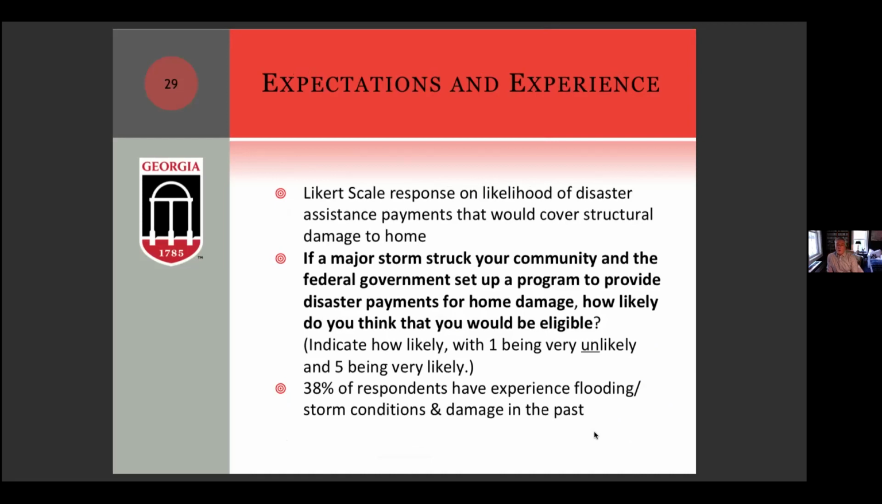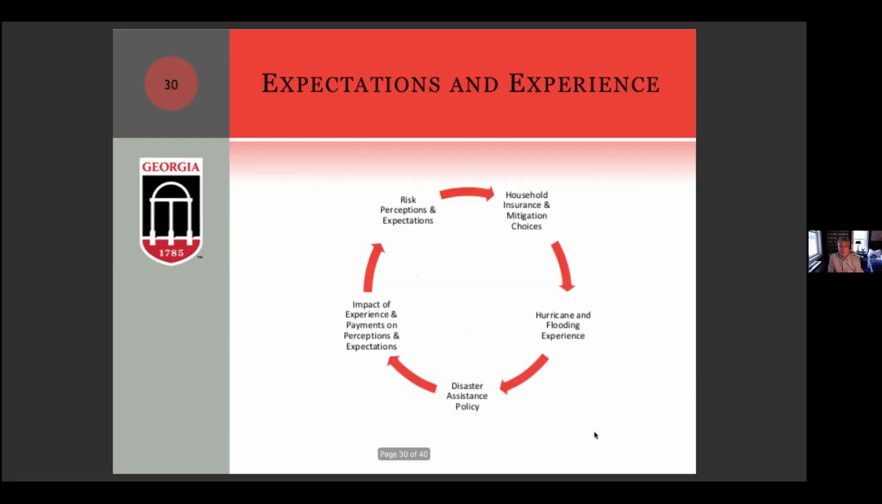So we're getting a subjective expectation measure here, and we find that a lot of people think that they would be either likely or highly likely to get this assistance payment in our data set. And in terms of experience, almost 40% of the folks in the data set have experienced flooding in the past. So they might know something about disaster assistance.